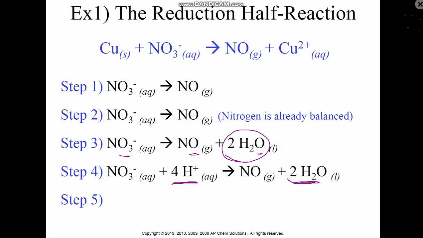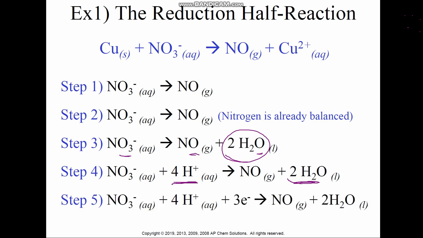And then step 5 is to balance the charge by adding electrons. So we add electrons to whichever side we need to. Here we have a -1 and a +4. We have 1 positive charge for every positive ion, so we have a +4 and a -1 here, so we need to have these 3 electrons here to balance this out, because otherwise with these by themselves what we have is a +3, so we need to add a -3, and that's going to balance out our charge here.